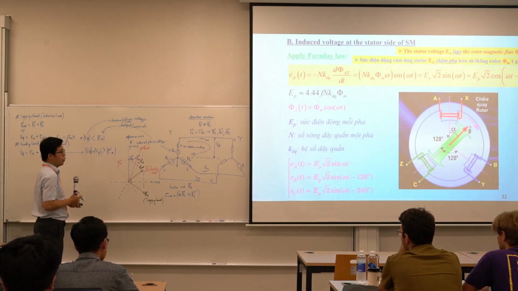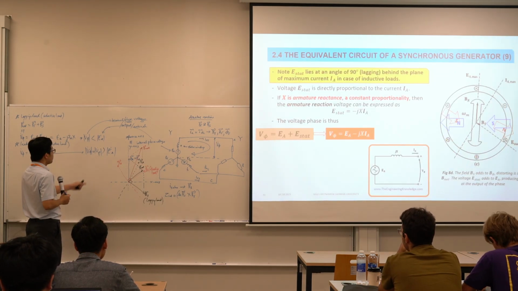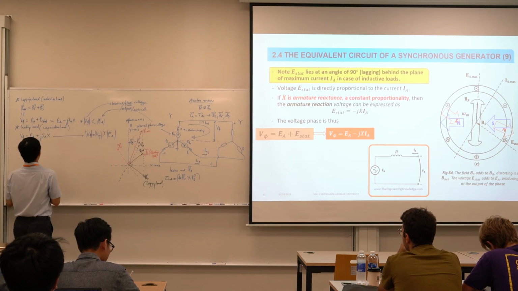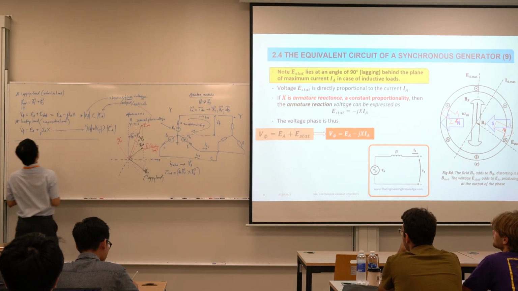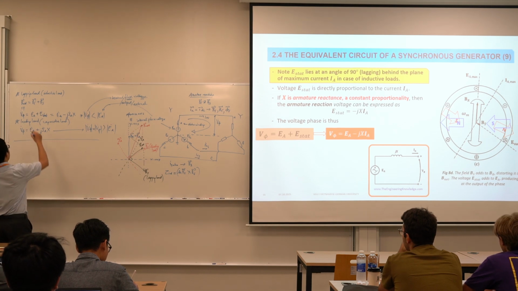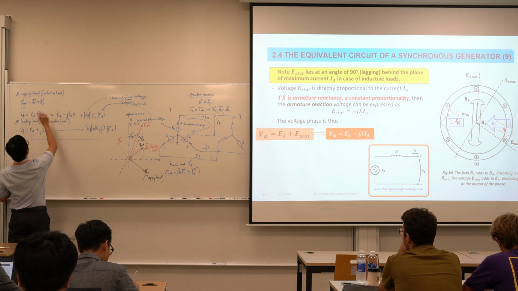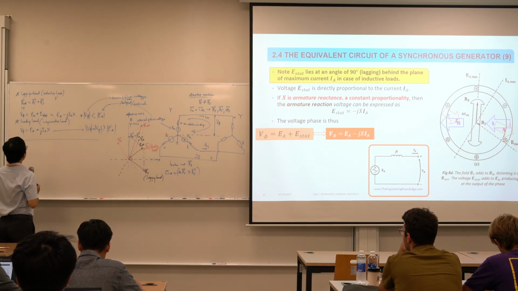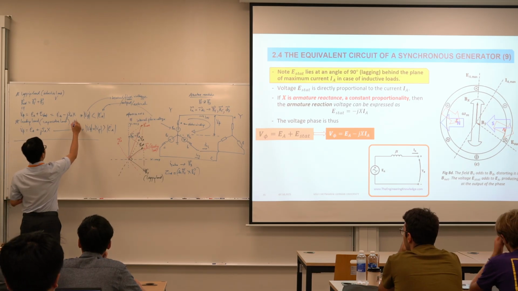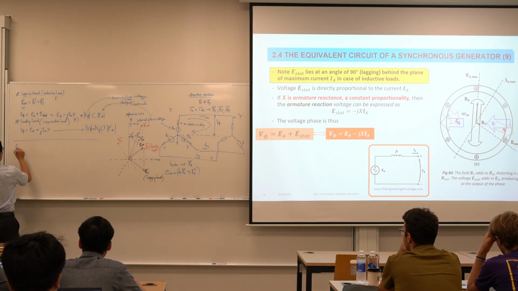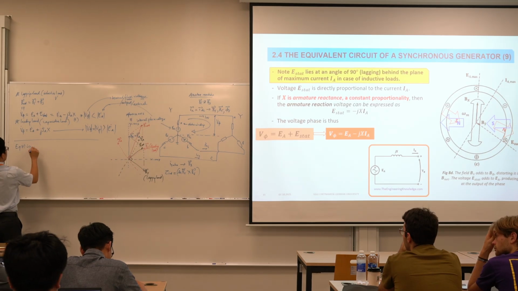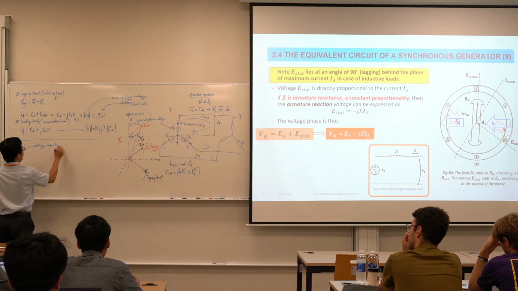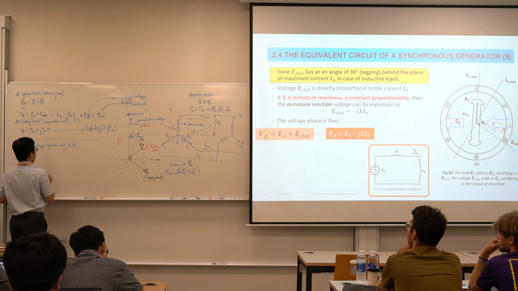Okay, yeah. So, yesterday we discussed. Now continue. We firstly assume that we focus on inductive law. Okay. So we have equation 1. So equation 1 is the voltage equation, the voltage equation of synchronous generator.